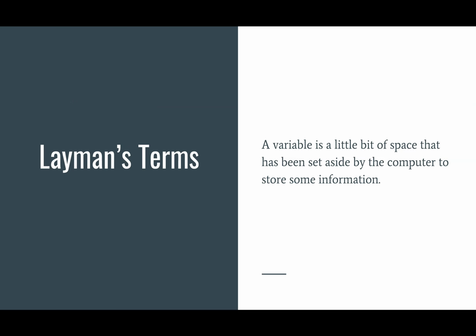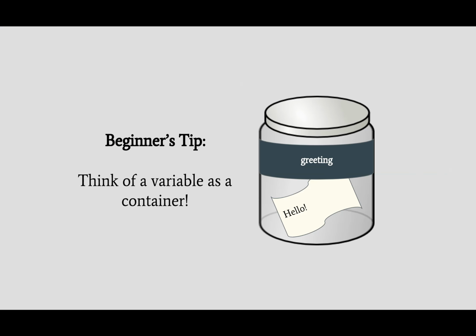So whenever I'm teaching computer science and I'm teaching this particular topic, I like to think of a variable in the following manner. That being to think of a variable as a container. So on the right, we have a container. We've put this label called greeting on it. And inside of the variable, we've just put this little piece of paper with the word hello written on it. So this is kind of analogous to the idea of a variable called greeting containing the value hello.